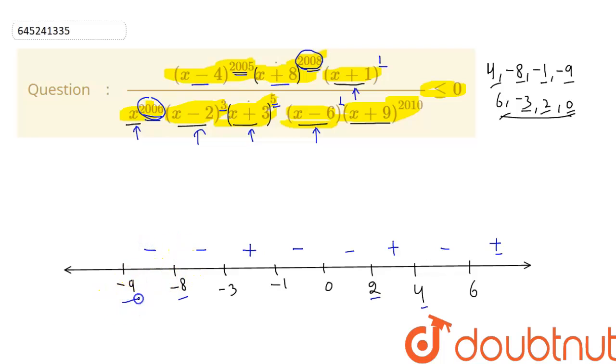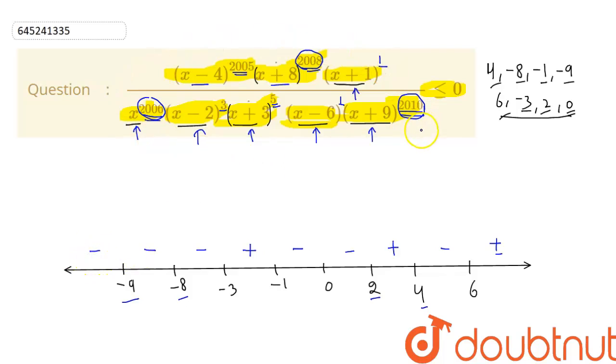Now the next and the final critical point is minus 9, and we got the minus 9 critical point from this term. So here we have the even power, that is 2010. So here we can say that the sign will remain same. So here we also have the negative sign.